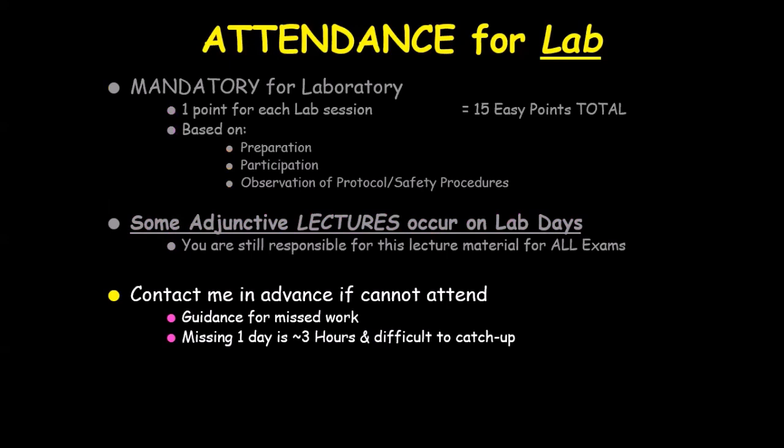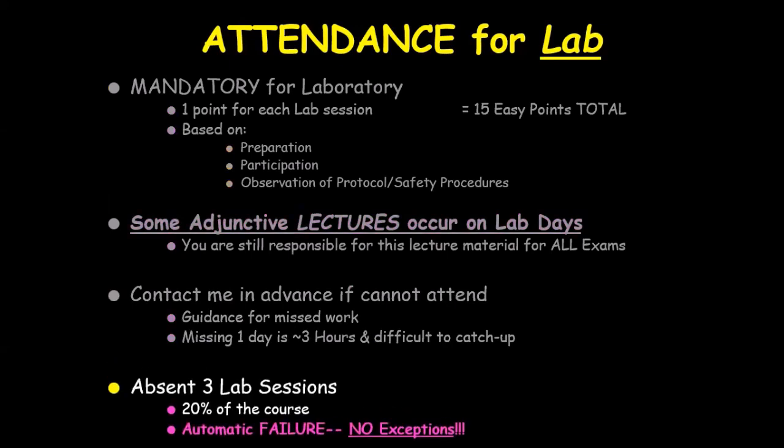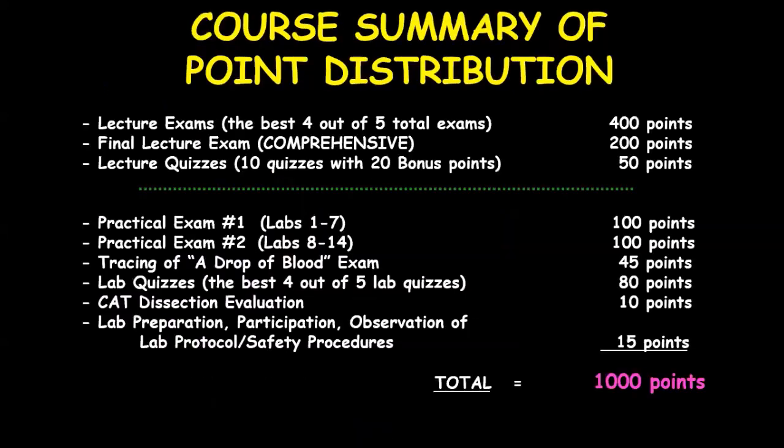Missing 1 day is like 3 or 6 hours in an accelerated course. Again, if you miss 3 lab sessions, that's 20% of the course. That would be an automatic failure. But because you have lecture on the same days, usually you'll be missing some lecture quizzes or an exam or something like that, so it would just mean that you would fail anyway. I don't have to do it automatically. You're missing so much of the assessments, it would just happen automatically.